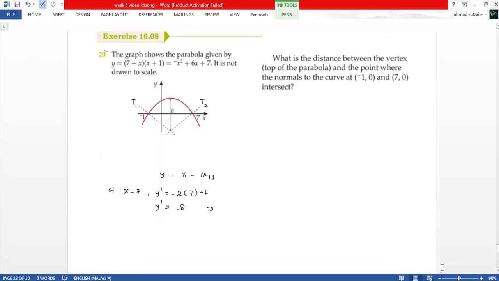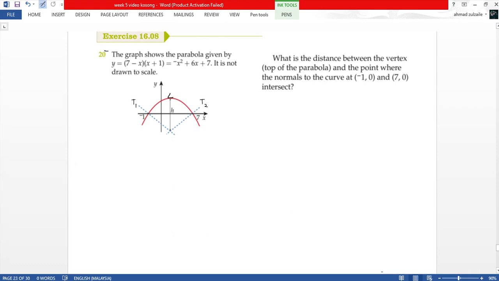Okay, last but not least, question number 20. Okay, the graph shows the parabola given by the equation. It is not drawn to scale. What is the distance between the vertex, top of the parabola over here, and the point where the normal to the curve at negative 1, 0 and 7, 0 intersect?